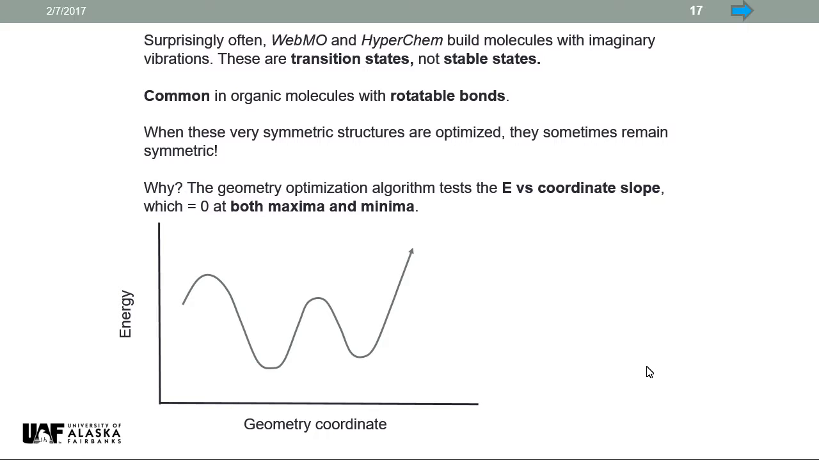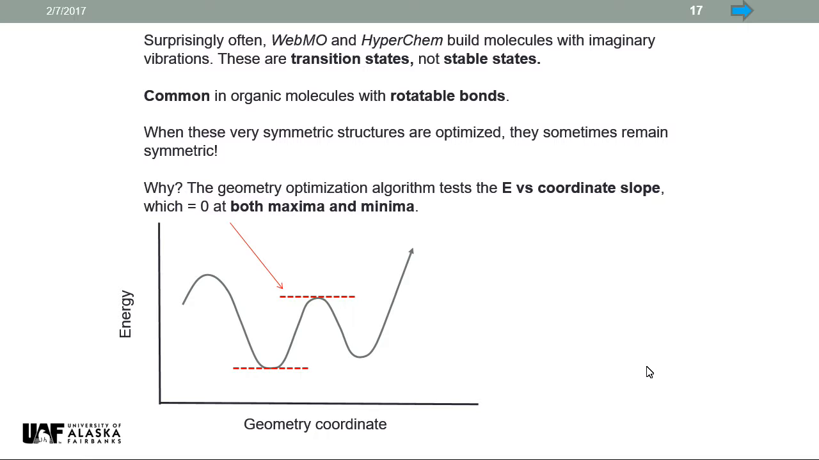This is a portion of the potential energy surface of dioxygen difluoride, where the geometry coordinate is the torsion angle. If the WebMO program builds a symmetric starting structure, as it sometimes does, this may occur at a maximum on the curve.